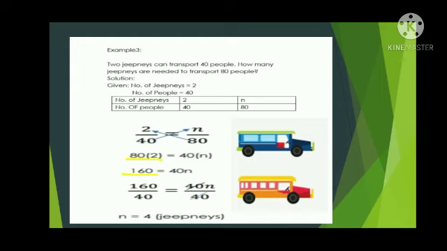So cross multiply din natin yung sa kabila. So that is n times 40 or 40n. Okay, so in order to find the value of our n, we need to divide both sides by 40. Okay, so 40 will be cancelled out sa right side of our equation, and 160 over 40 is how much? That is 4 jeepneys. So in order to transport 80 people, we need 4 jeepneys. That is our final answer.